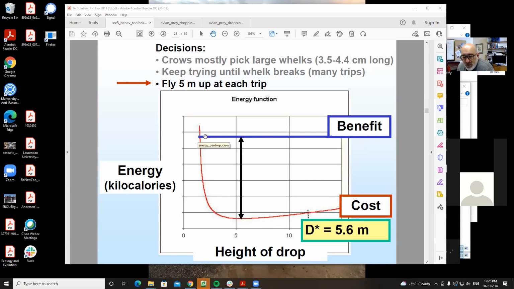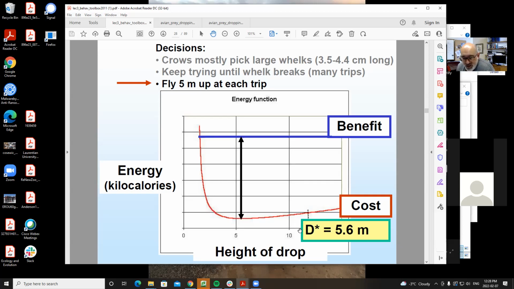And that's why the benefit is a straight line, because the amount of energy in the whelk doesn't change. And along the x-axis is the height of the drop. Now, this D is around 5.6. What does this mean, D star? The D star is the optimal height at which it's being dropped.